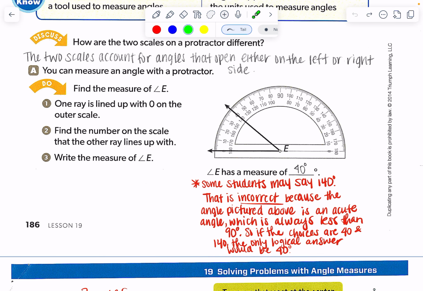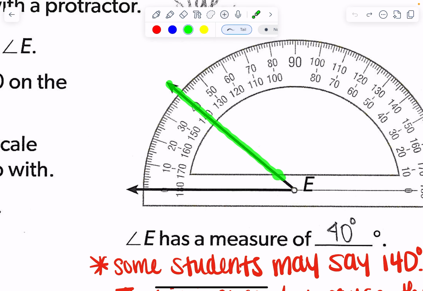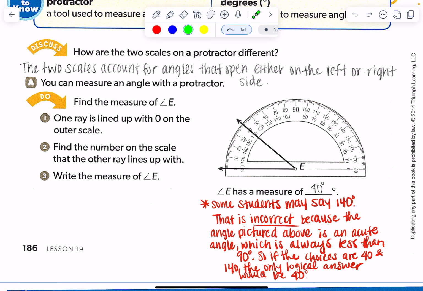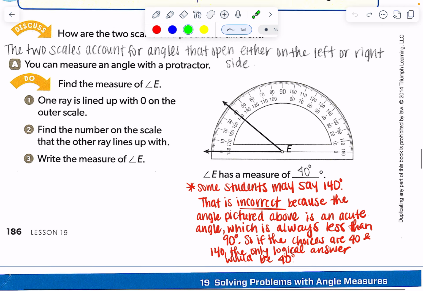So then we'll have students find the measure of angle E, maybe with a partner. Again, lining up the angle with that center point. One ray is lined up with 0. Find the number on the scale that the other ray lines up with. Here is the other ray. Again, 2 values for each scale, 1 for each scale. Is it 40 or is it 140? Here we have an acute angle, which we know has to be less than 90 degrees. So when our options are 40 and 140, we have to go with 40.